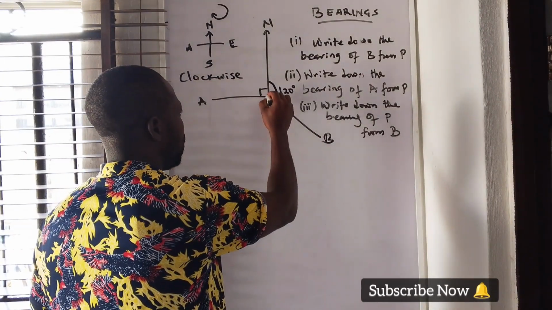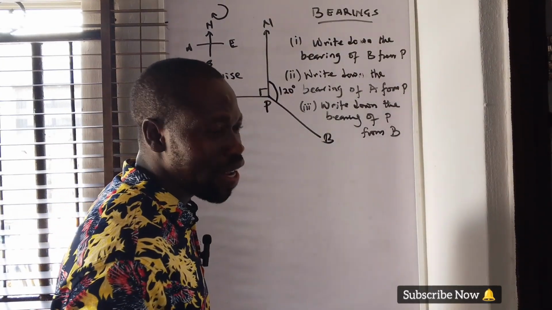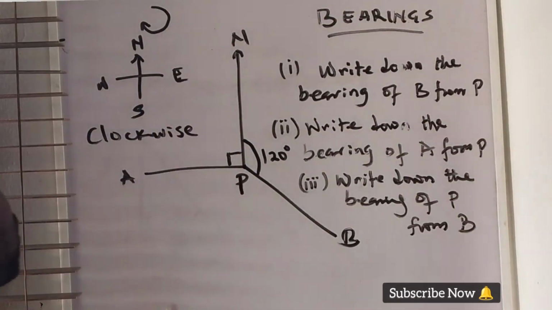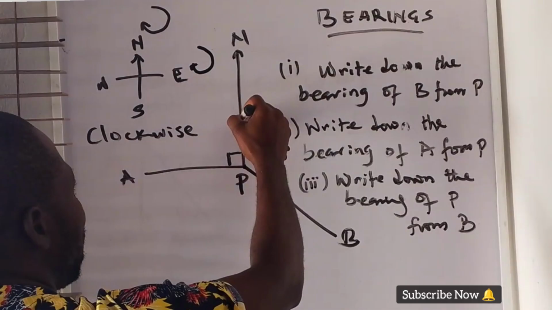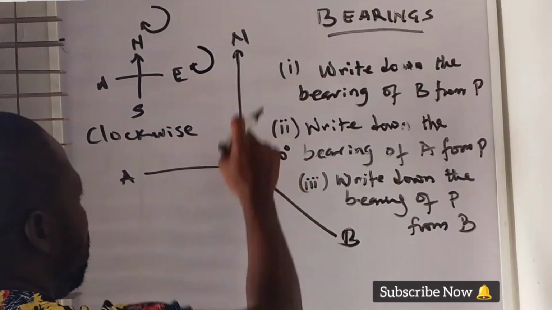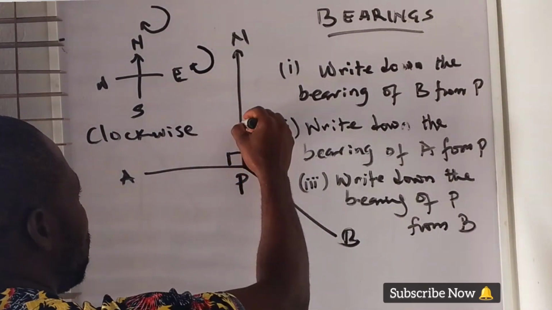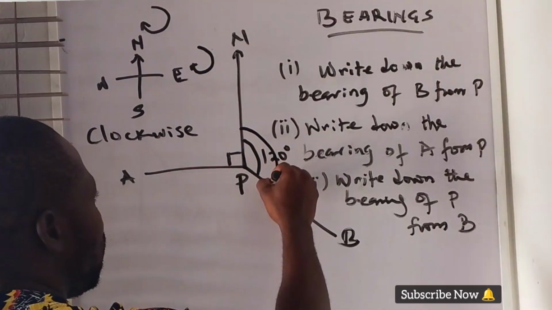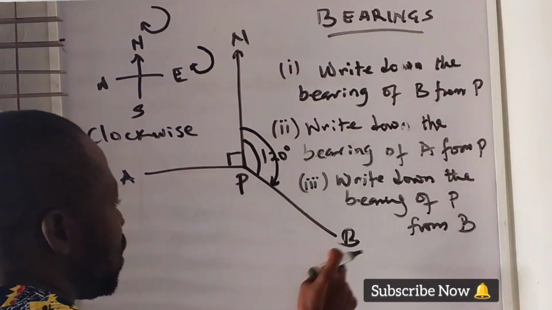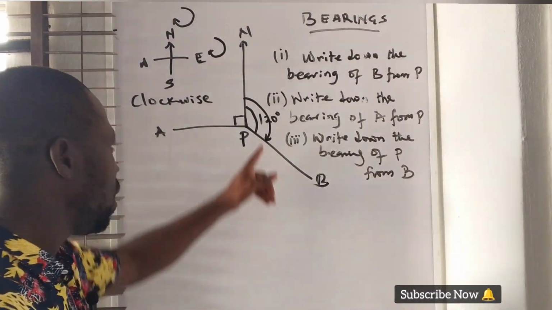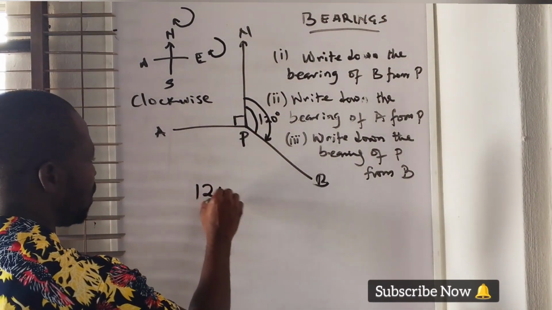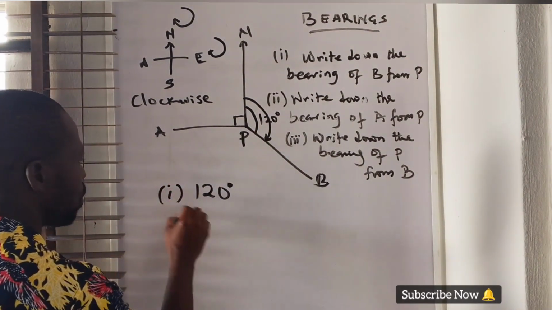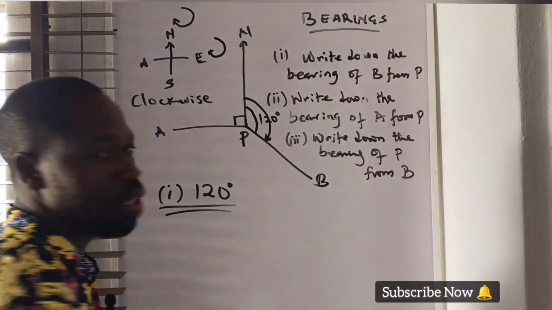Now we're measuring the bearing of B from P. So this is our point P, which is at the middle. And the bearing, like I told you, we're going to be taking it in the clockwise direction, all the way from the north. This is our north. The bearing of B from P, we're going to take it from this direction and go this way until we touch the line that joins B and P. And that is given already. So the bearing of B from P is 120 degrees, as given in the question.